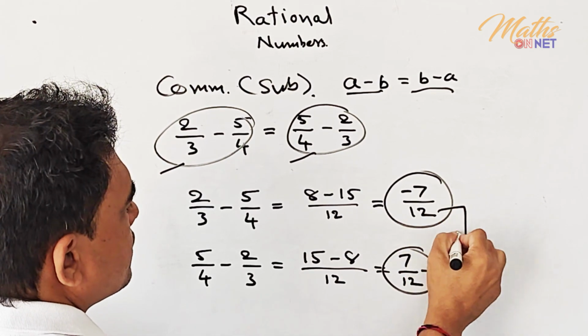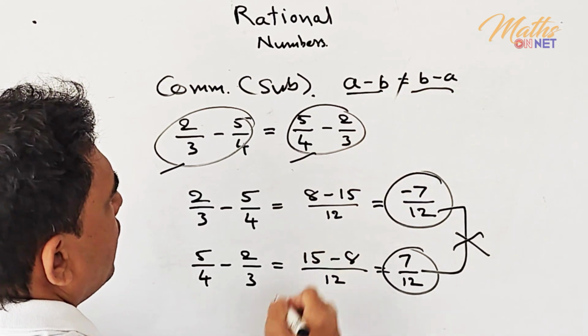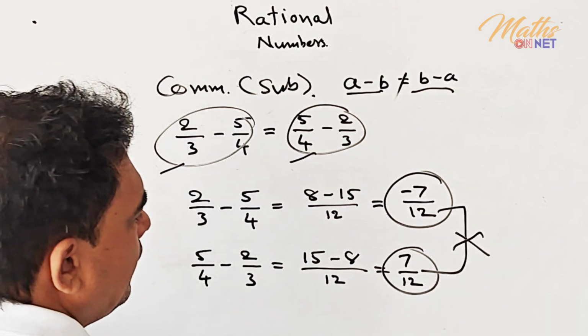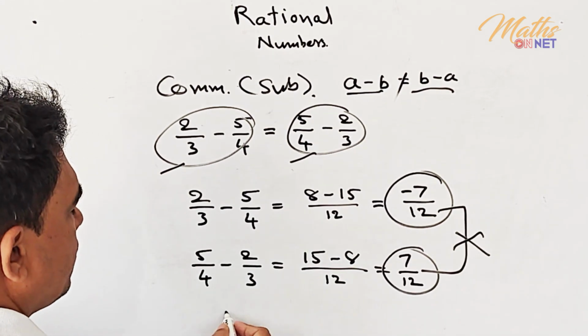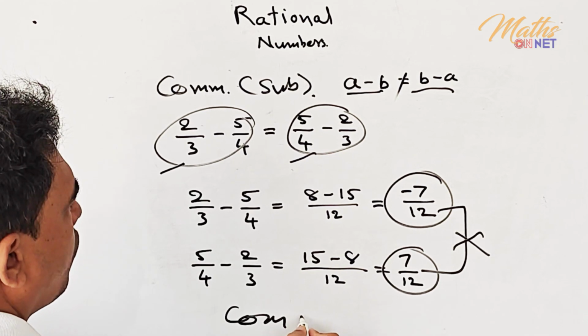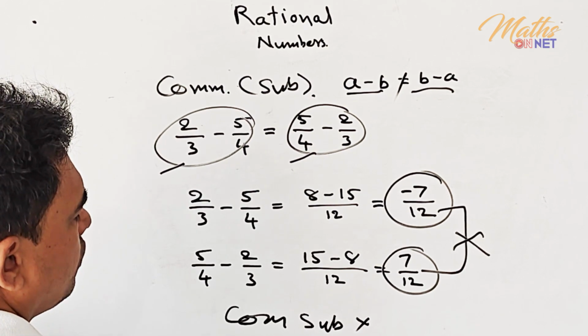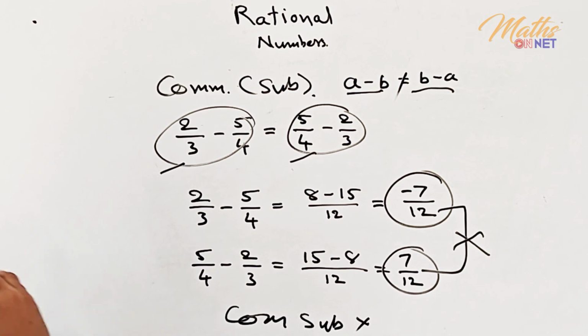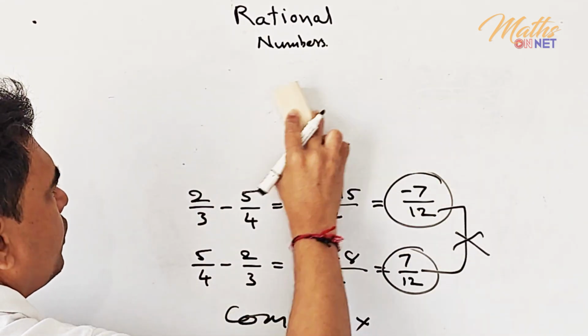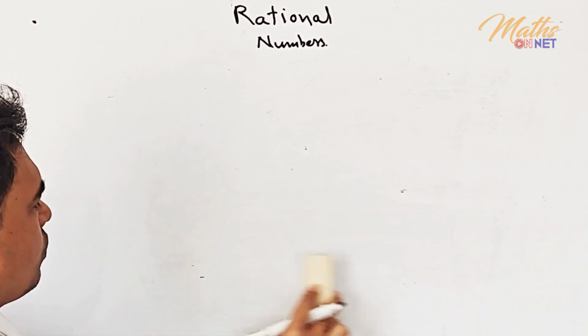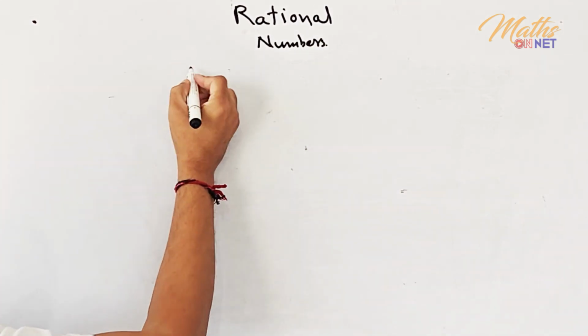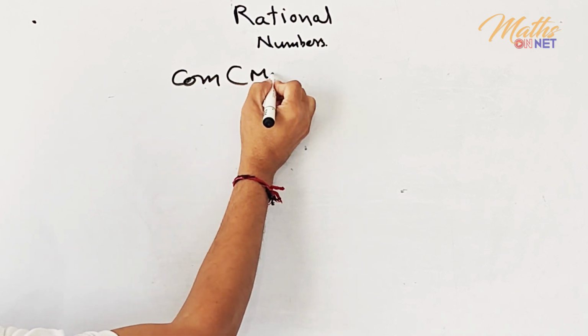So that means this is not correct. And that means A minus B is not equal to B minus A. So that means that the commutative property for subtraction is not true. So that means commutative is not true in the rational number case for subtraction. Remember, we are talking about rational numbers here. So the commutative property for addition is true, but for subtraction it is not true. So they are not commutative. Now let's try to see what happens in multiplication. So, the commutative property for multiplication.